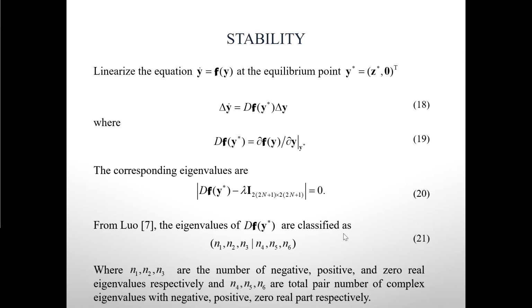The eigenvalues of the Df are classified as n1, n2, n3, n4, n5, n6, where n1, n2, n3 are the number of negative, positive, and zero real eigenvalues respectively, and n4, n5, n6 are the total number of pairs of complex eigenvalues with negative, positive, zero real part respectively.